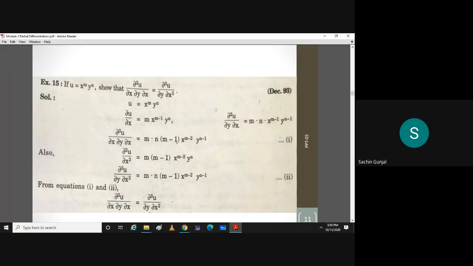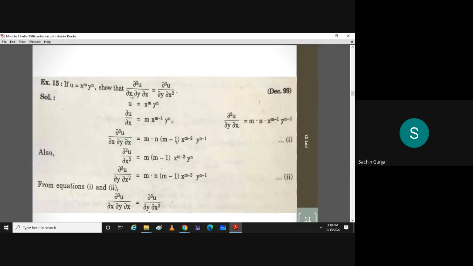Let us quickly go to this problem, but I think it's very easy. Let us do it. So u is equal to x raised to m y raised to n. Then show that the third partial derivative of u, del 3 u upon del x del y del x, is the same as del 3 u upon del y del x 2.